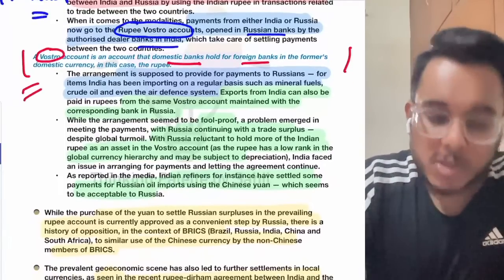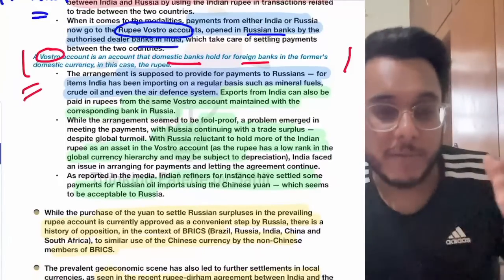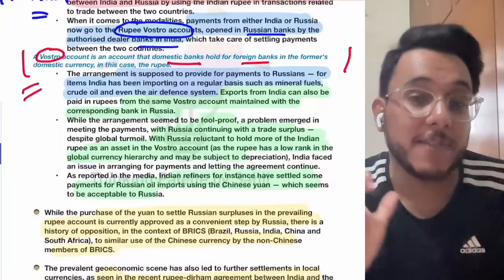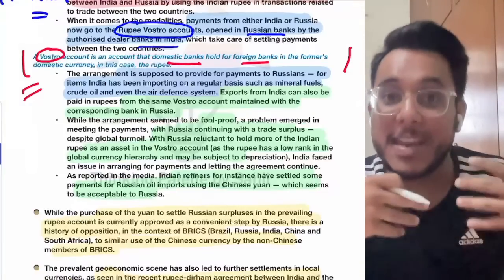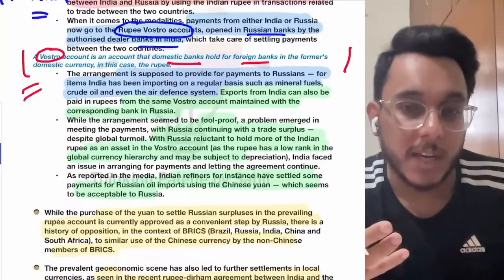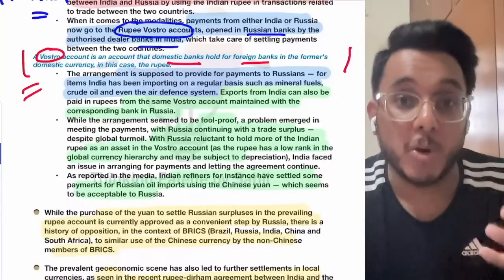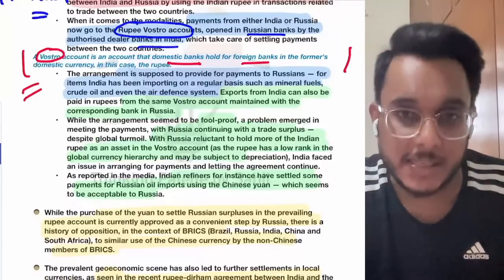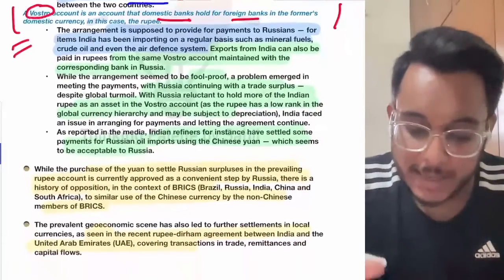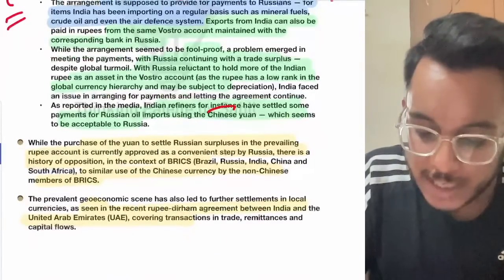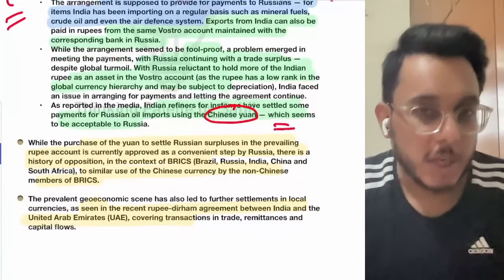Now, this arrangement was working fine initially, but when we talk about India and Russia, there is a lot of trade deficit between India and Russia. We imported a lot of oil from Russia and we gave a lot of rupees. Now Russia has excess rupees. Russia cannot use that particular rupee anywhere else. So both the countries decided that they will rather switch to the Chinese yuan. They will use the Chinese yuan.